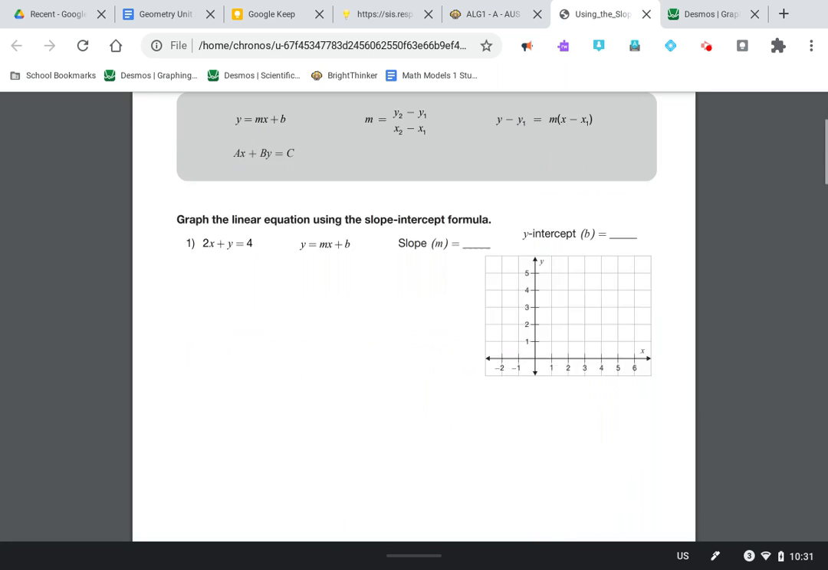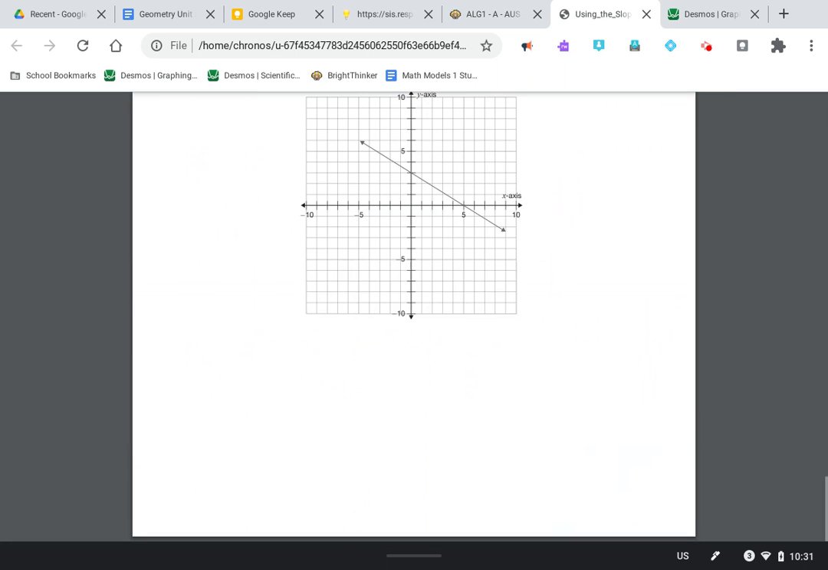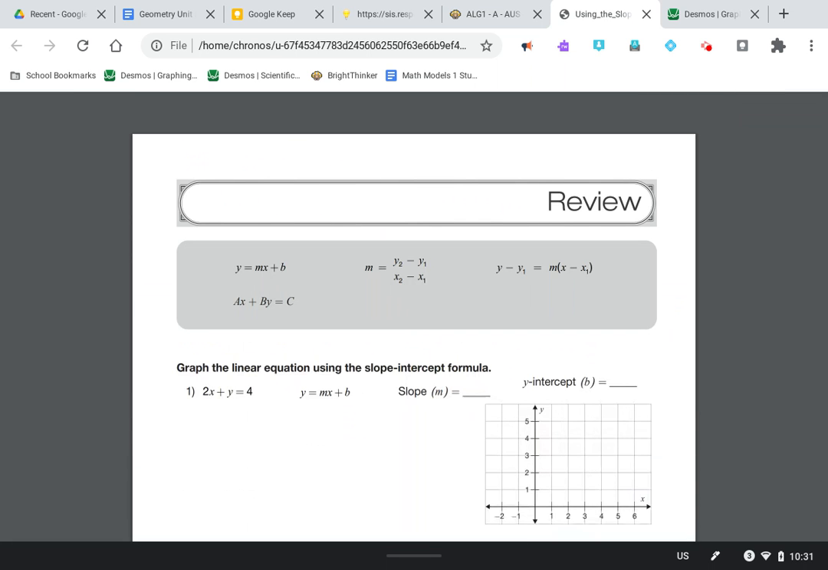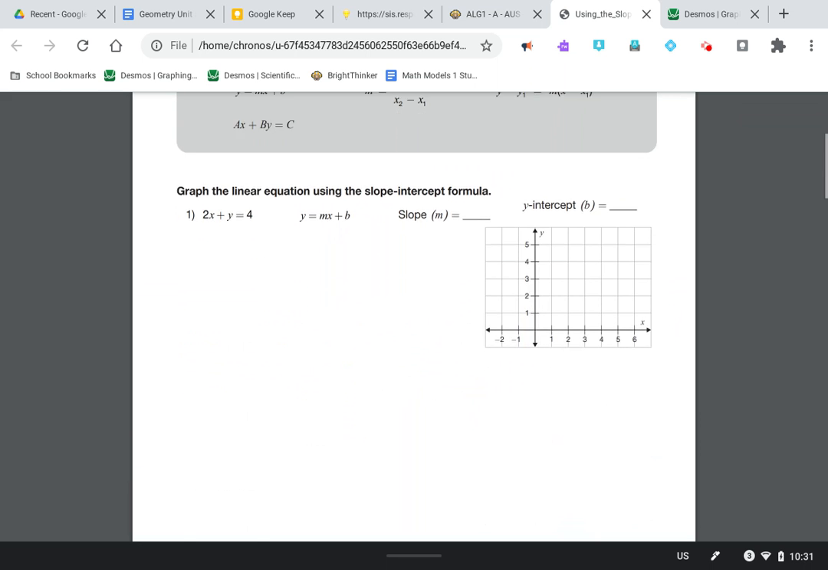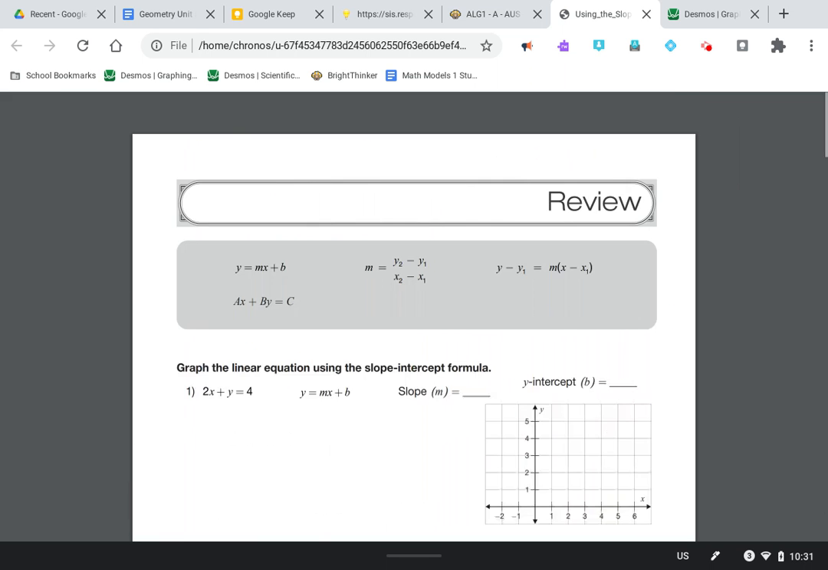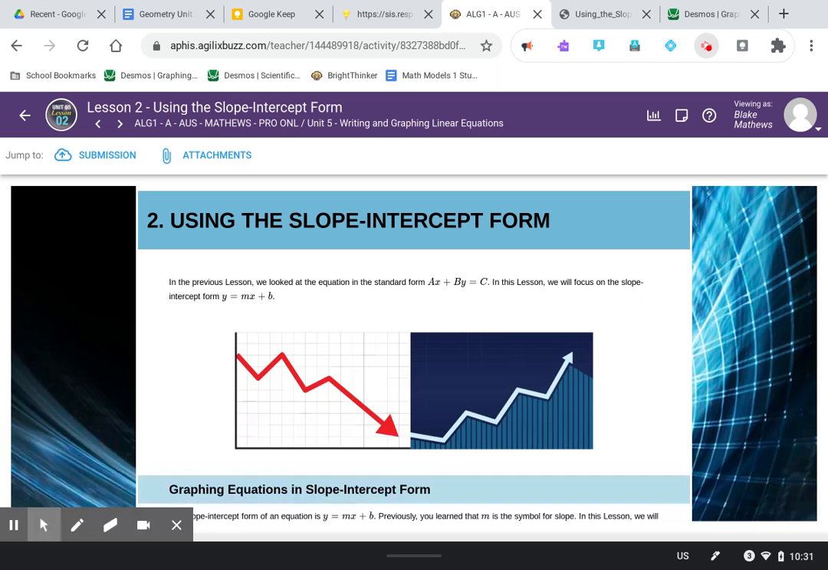So that's what you're doing in this review sheet that they gave you for lesson 2. Follow along with the examples I've done. I've done an example of every problem in here. And that is it for lesson 2.